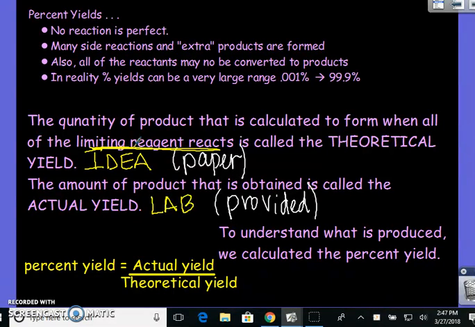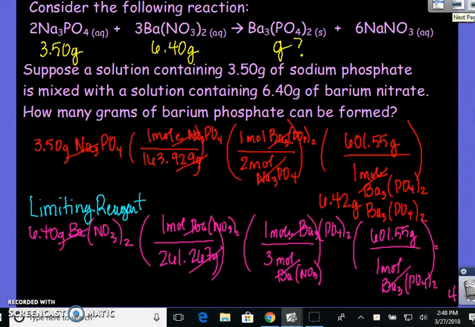The amount of product that is obtained is called the actual yield. So this is what we do in the lab, and this has to be provided. This isn't something that you're just going to know off the top of your head. Theoretical, we calculate on paper. It's what we've been doing all afternoon. And then, of course, the actual yield from the lab is provided. To understand what is produced, we're going to calculate our percent yield. So let's get to a problem here. Let's get to something that gives us something to work with.